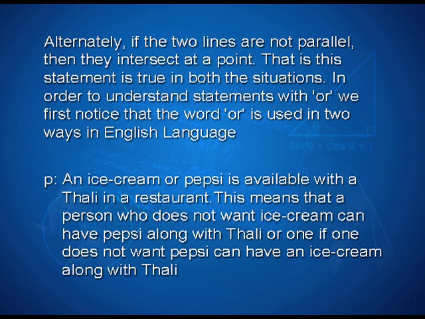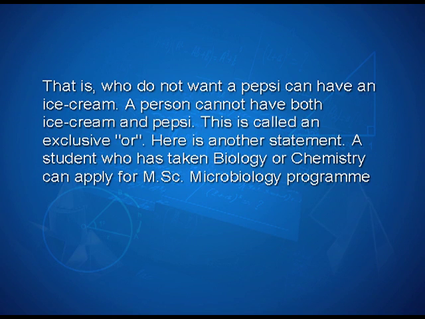P: An ice cream or Pepsi is available with a thali in a restaurant. This means that a person who does not want ice cream can have Pepsi along with thali, or one who does not want Pepsi can have an ice cream along with thali. That is, who do not want a Pepsi can have an ice cream. A person cannot have both ice cream and Pepsi. This is called an exclusive or.